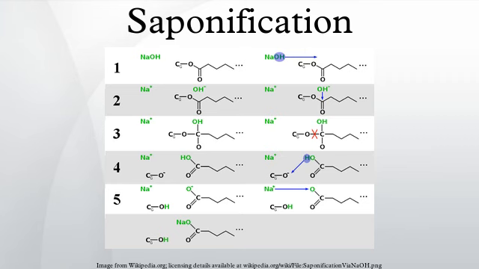In a classic laboratory procedure, the triglyceride trimyristin is obtained by extracting it from nutmeg with diethyl ether. Saponification to the sodium salt of myristic acid takes place with NaOH in water. The acid itself can be obtained by adding dilute hydrochloric acid.